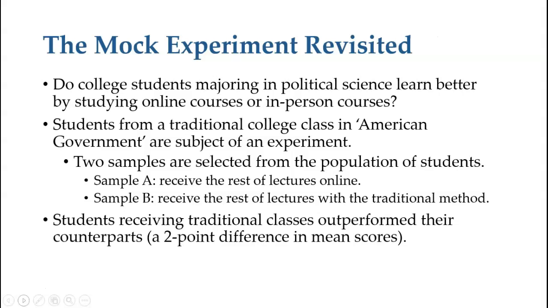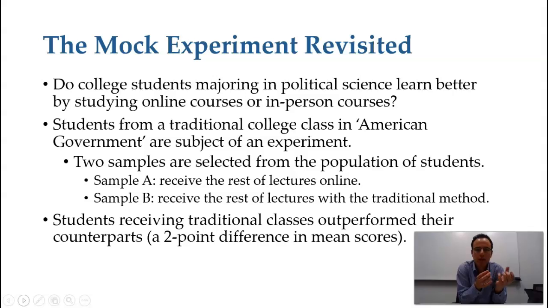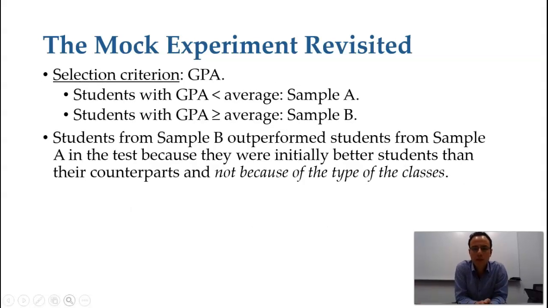So remember that in that example, I told you that we want to know if students who attend online lectures perform better than students that attend traditional lectures. And we found a 2-point difference in the mean scores at the end of the experiment, in favor of the traditional method. But we didn't know that the selection criterion was the GPA. Instead of random selection, we selected each of the samples based on the GPA. The students who received the online classes were students with a lower GPA than the average of the class. And students who received the traditional classes were students that outperformed their peers in the classroom.